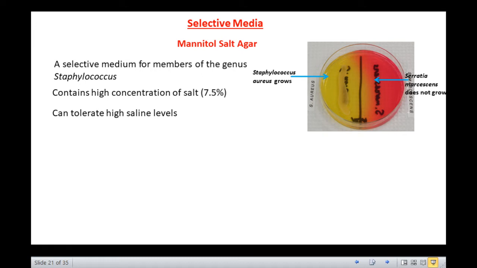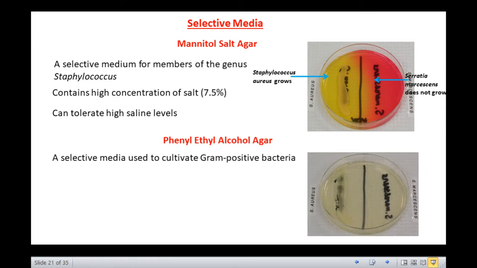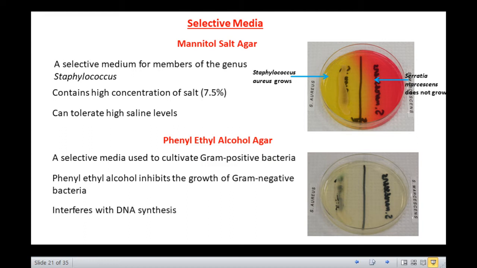The next example of selective media is phenyl ethyl alcohol agar. It is a selective media used to cultivate gram-positive bacteria. The selective ingredient phenyl ethyl alcohol inhibits the growth of gram-negative bacteria by interfering with DNA synthesis. In the picture, we can see that Staphylococcus aureus, which is a gram-positive bacteria, grows on this medium, but Serratia marcescens, which is a gram-negative organism, does not grow.